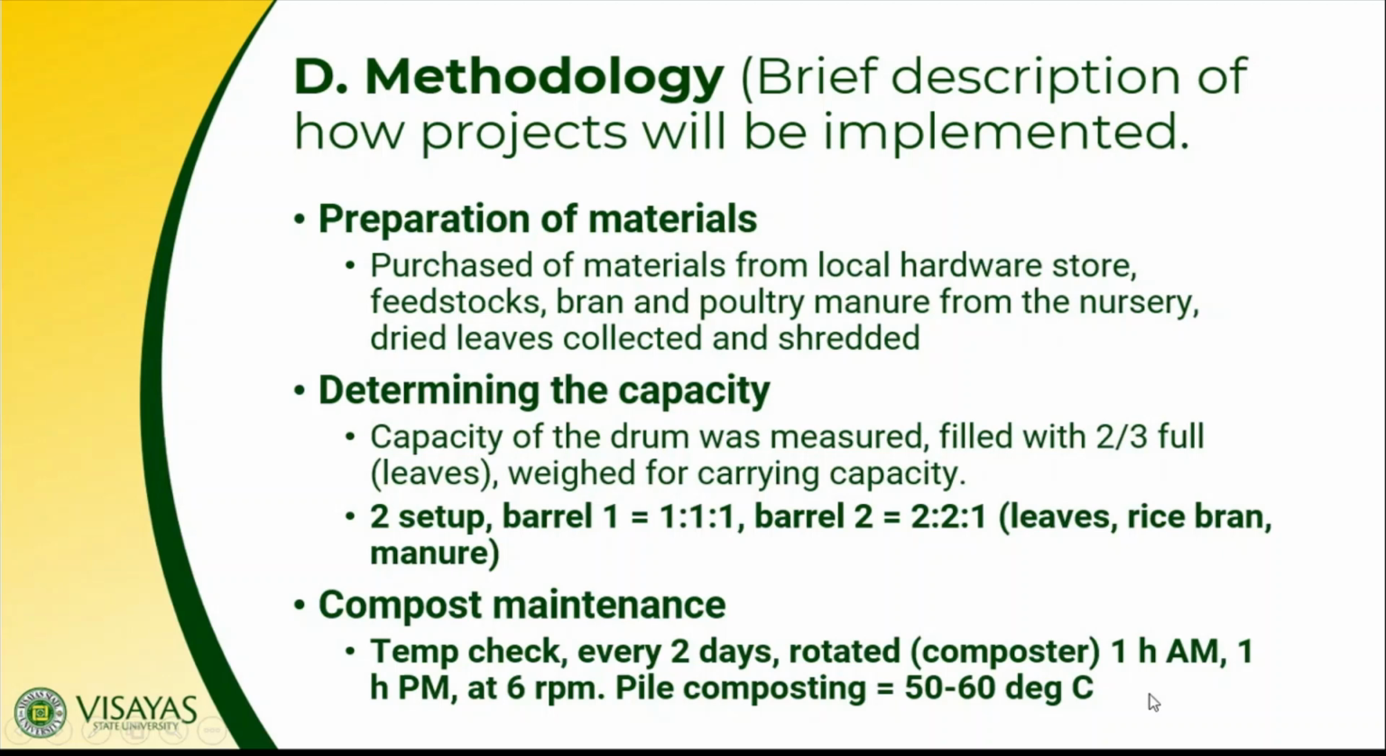A little information about pile composting: active microorganism activity is maximum at this range, 50 to 60 degrees Celsius.